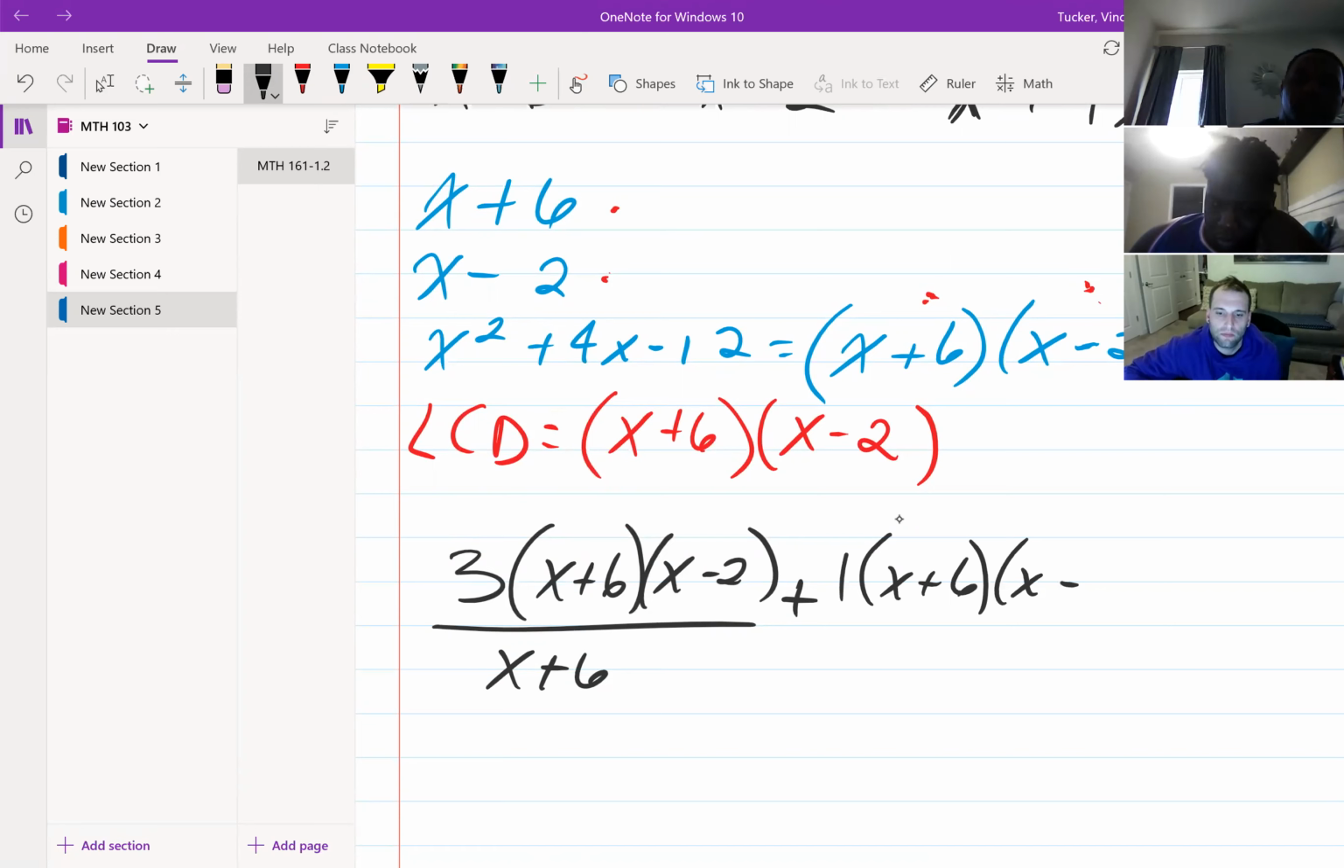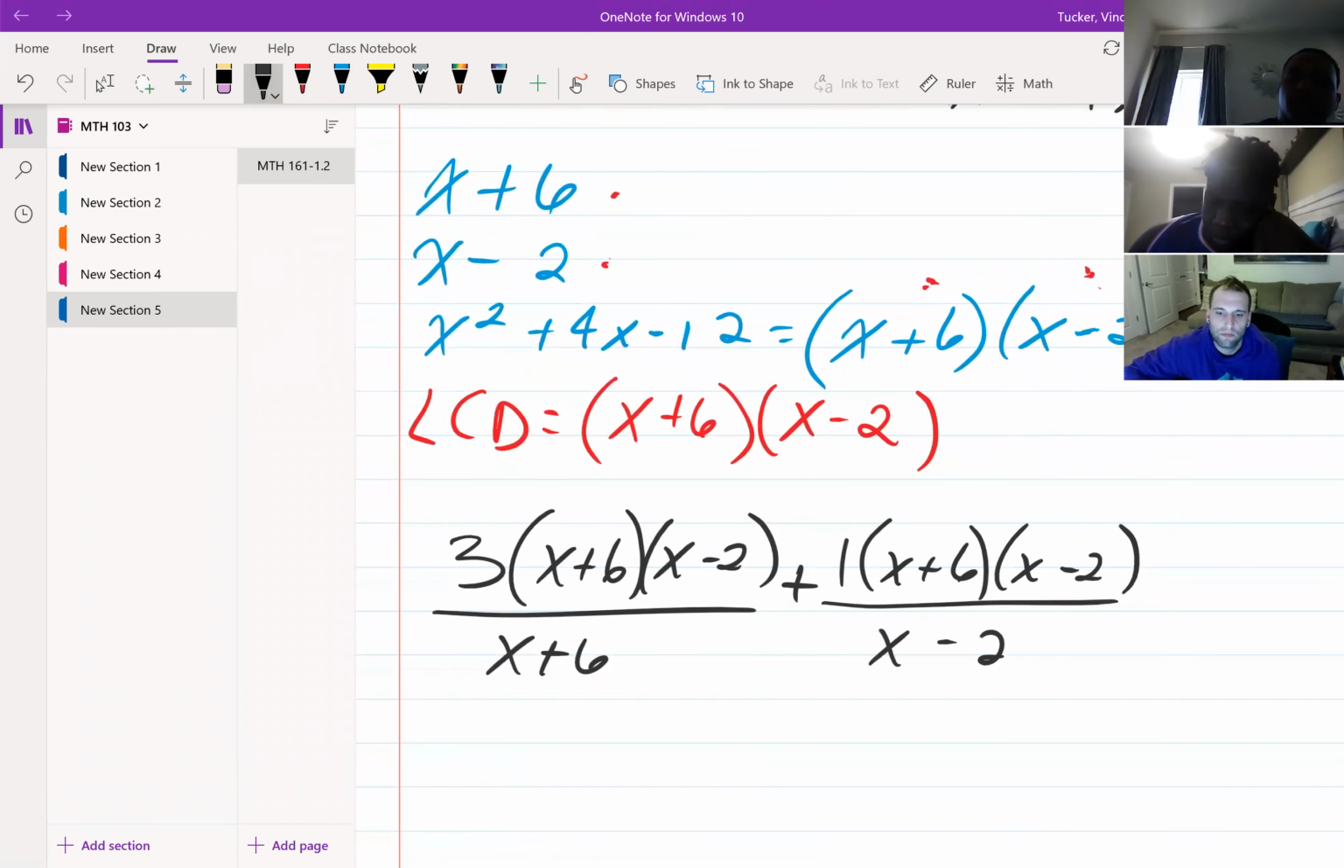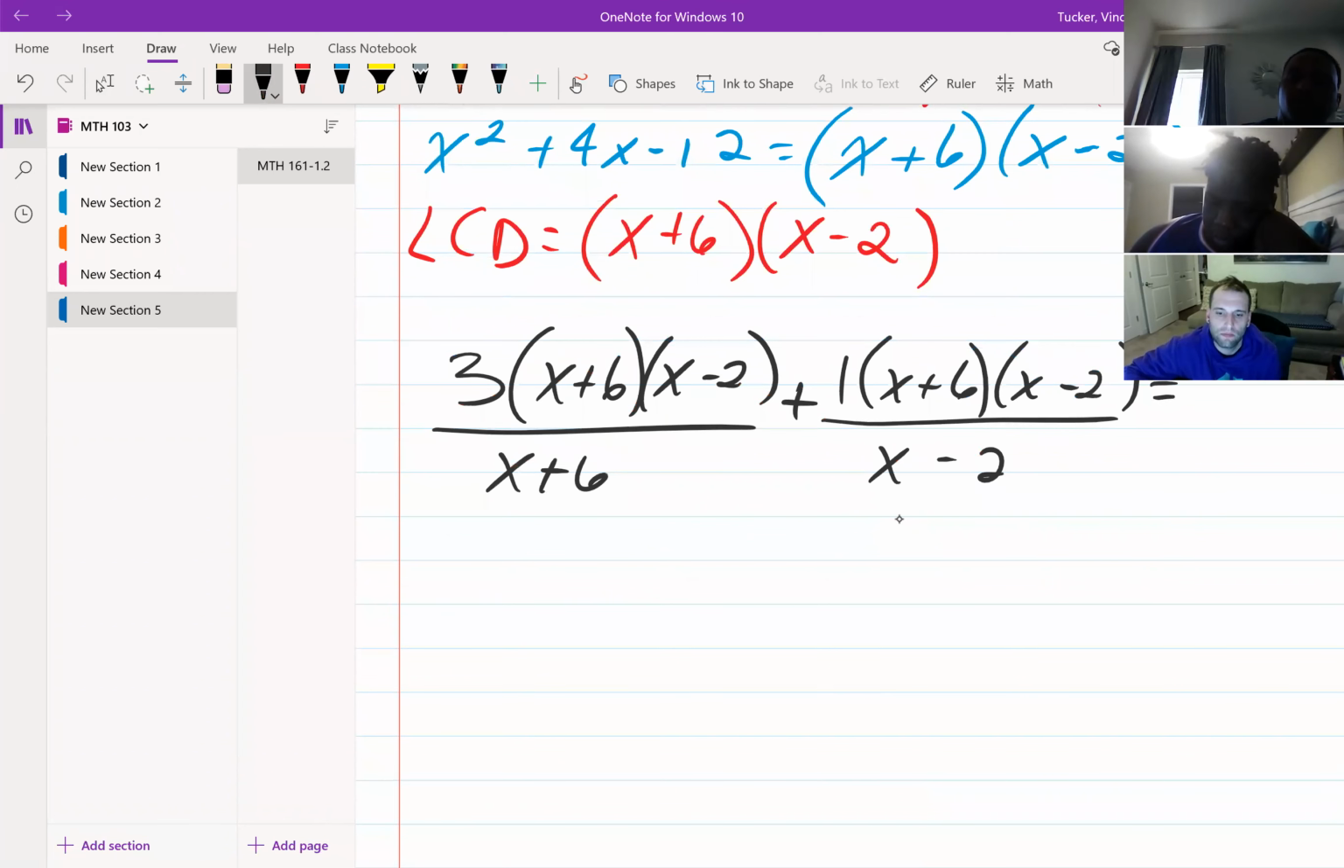Might run out of room. Yeah, that was a 4 on top, right?